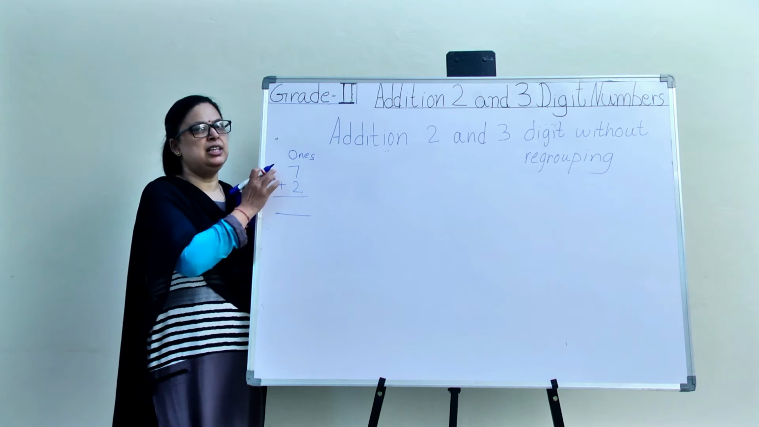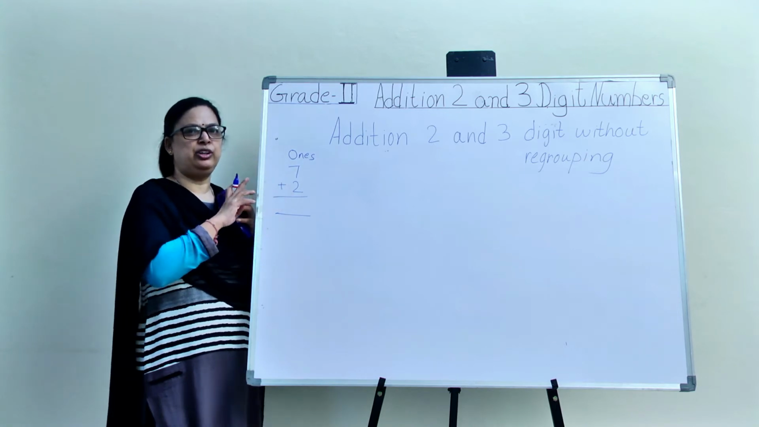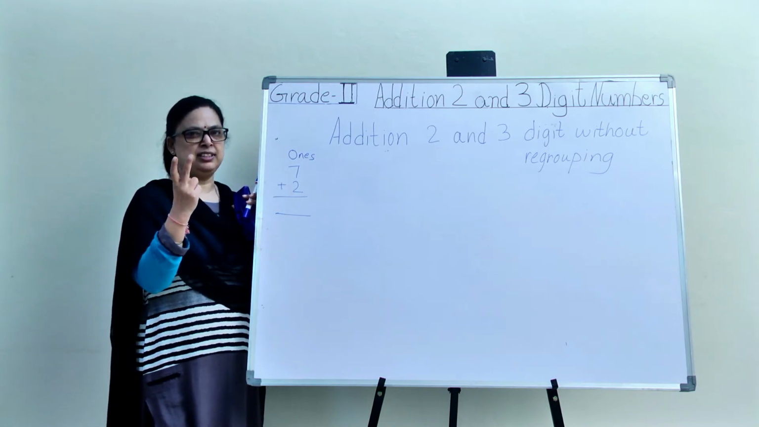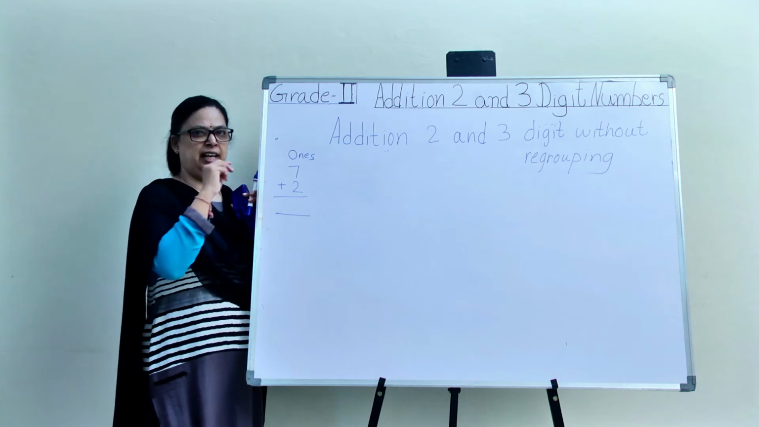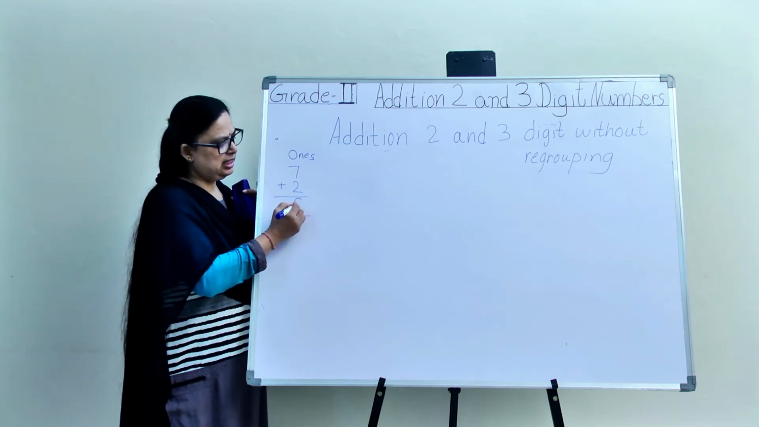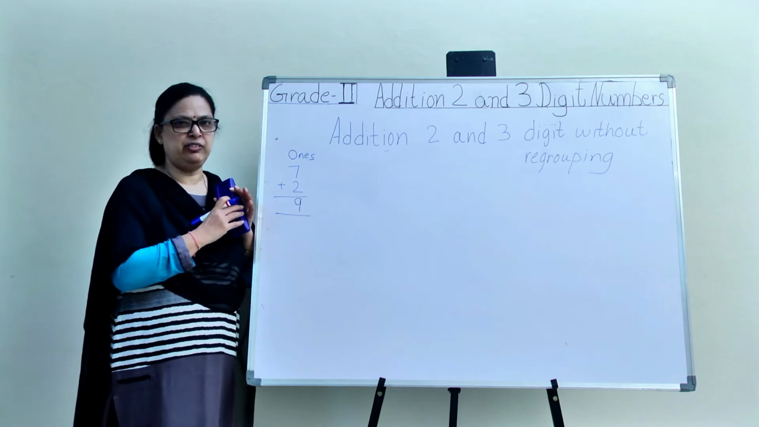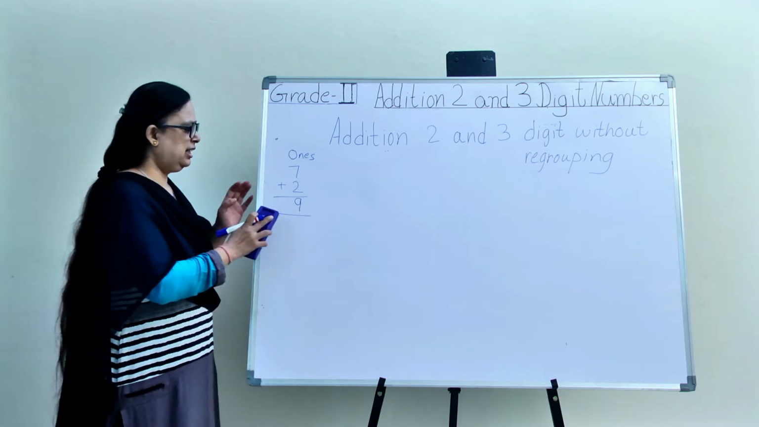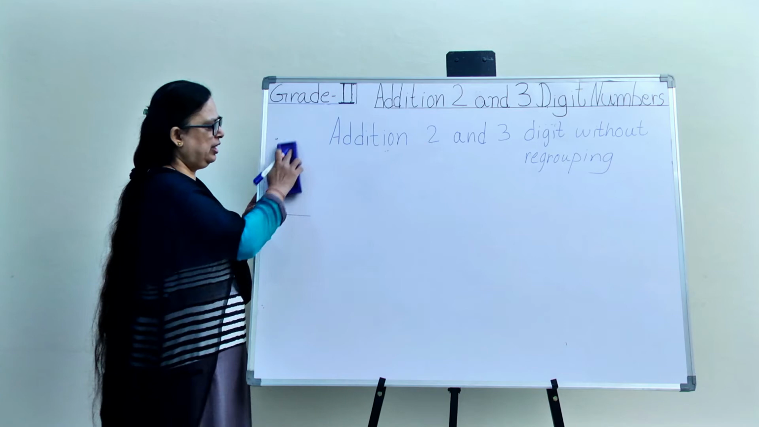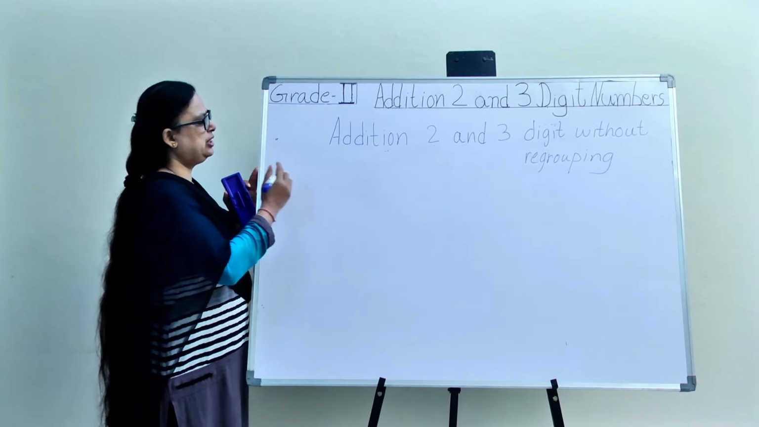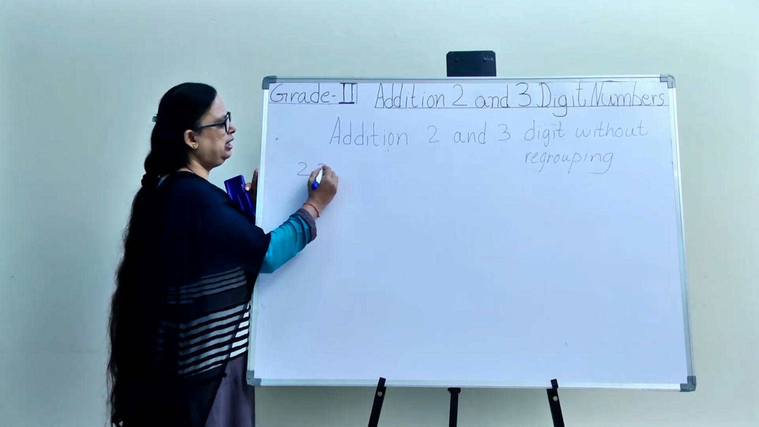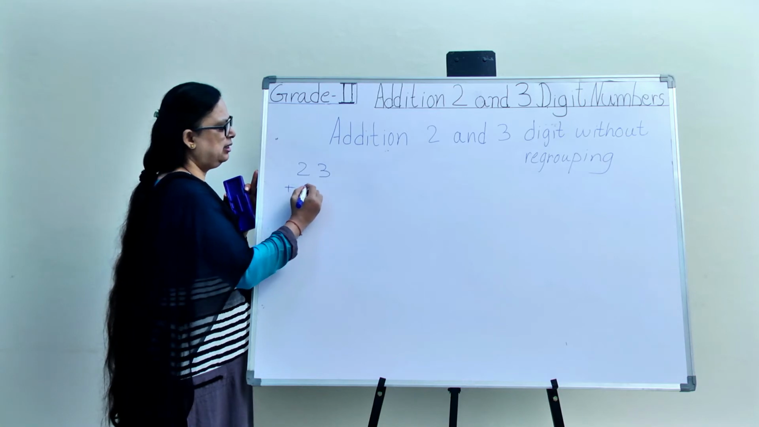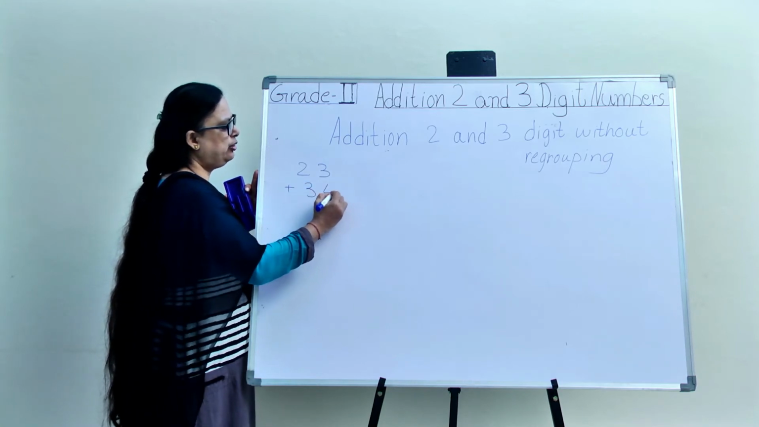How will you do it? 7 in your mind, 2 on your fingers. After 7, 8, 9. So this is the answer. Yes, children, you all remember how we did this? Now let us go for another example. We will take a 2-digit number, that is 23 plus 34.